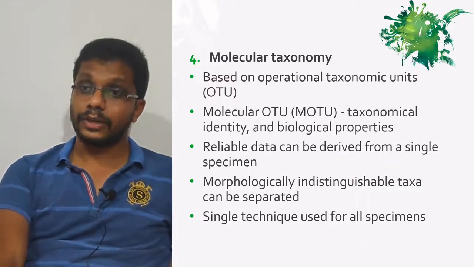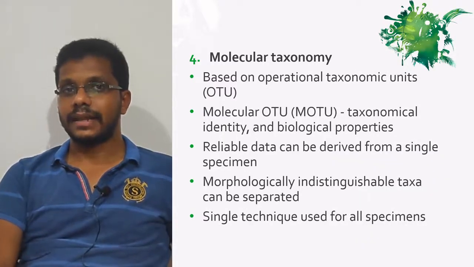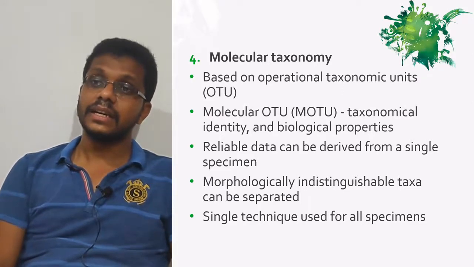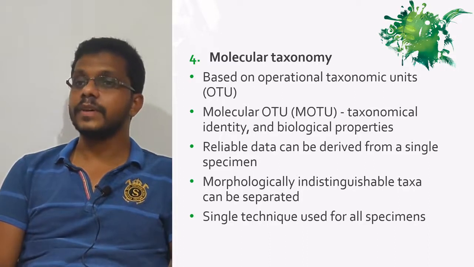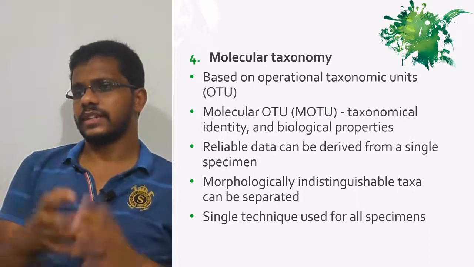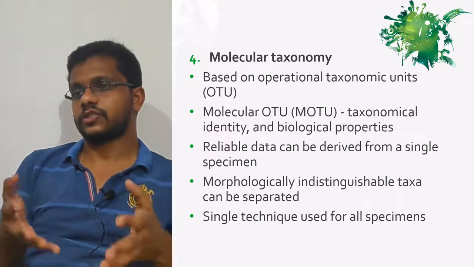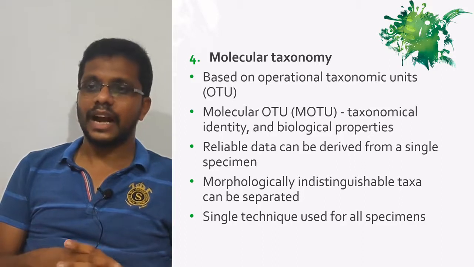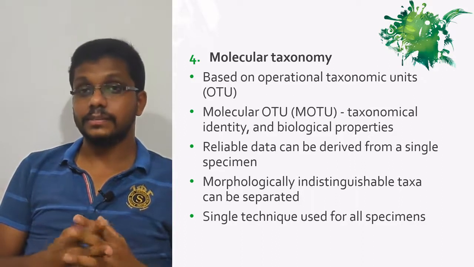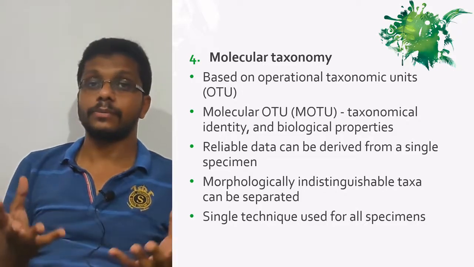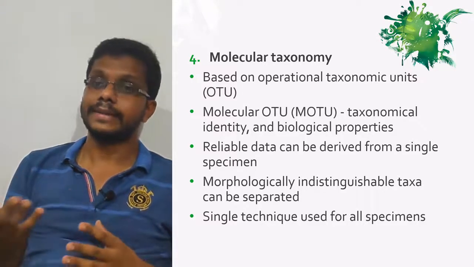Finally, we have molecular taxonomy. It is like the most advanced and sophisticated taxonomic system. It is based on operational taxonomic units, so we call it the molecular operational taxonomic unit. And in this, we can identify the organism based on the molecular taxonomy, and we can identify the biological properties without going into detailed studies.